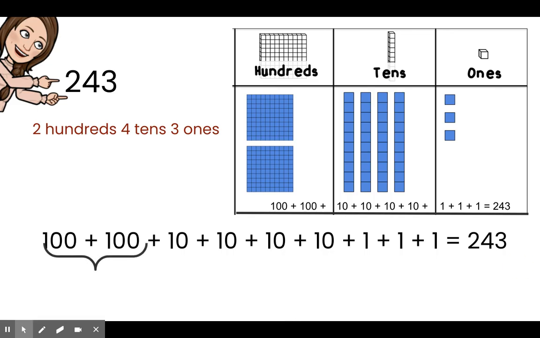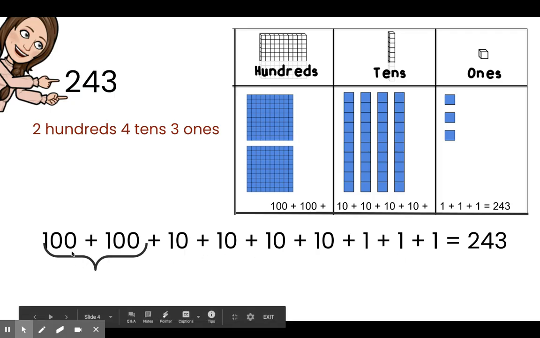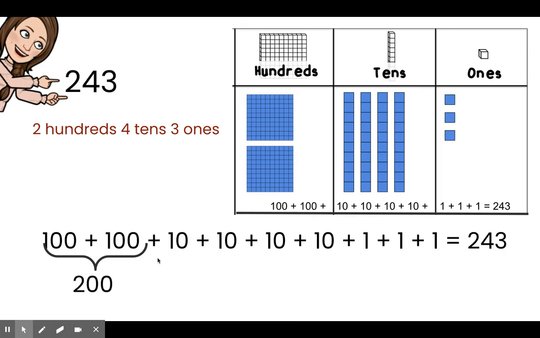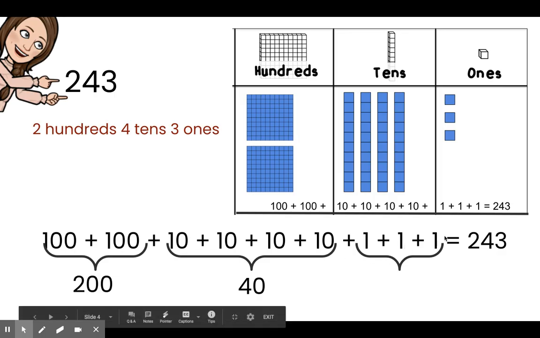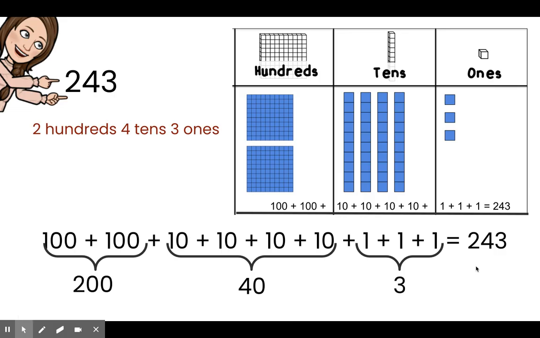Let's add some numbers together. Let's start with our hundreds place value blocks. What is 100 plus 100? Great, 200. Now let's try adding our tens together. We have 4 tens. 1, 2, 3, 4. 10 plus 10 plus 10 plus 10. What does that equal? If you said 40, you got it. Now let's add our ones together. We have 1 plus 1 plus 1. What does that equal? You got it, 3.